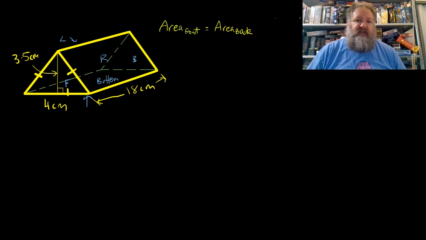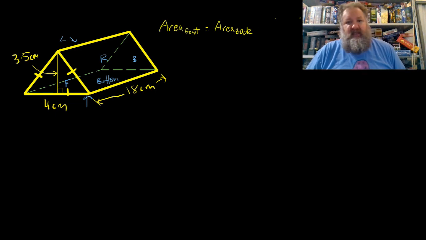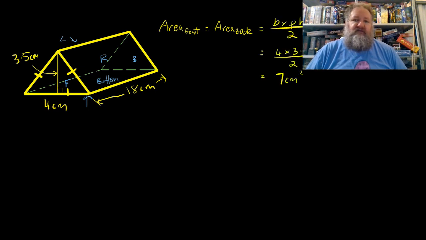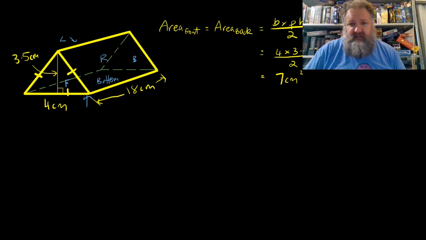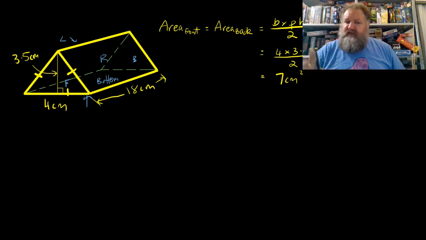Well, the first one is the area of the front, which is exactly the same as the area of the back. And we know that because it's a triangle, the formula will be the base times the perpendicular height divided by 2, which, as you can see from the maths there, gives us 7 centimeters squared. Now don't forget though, in your head we know we've got 2 of those faces. We're going to have to account for that.